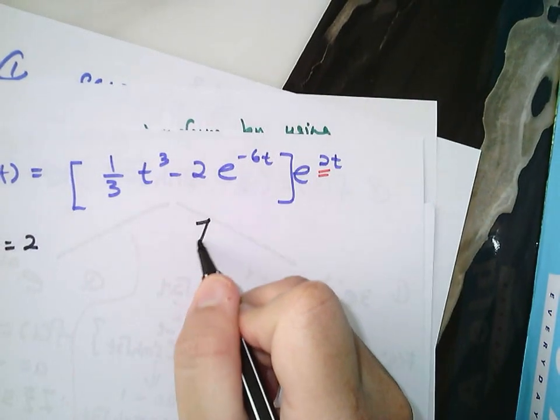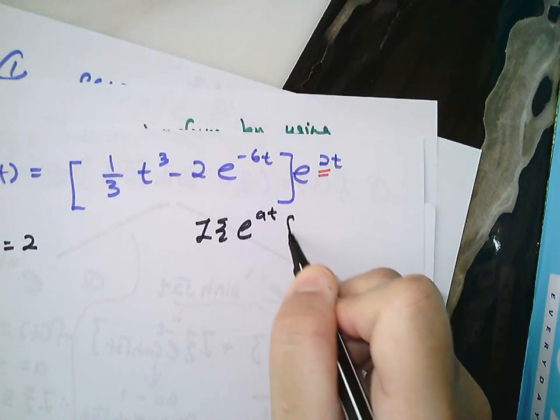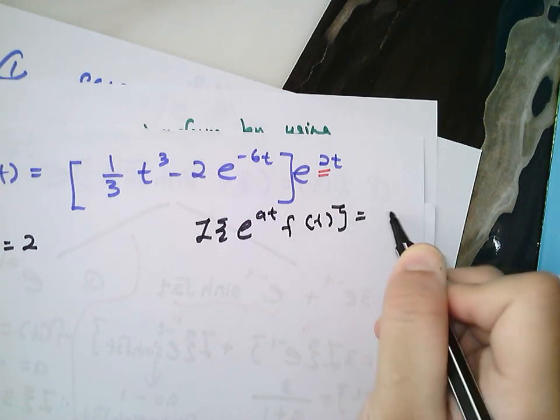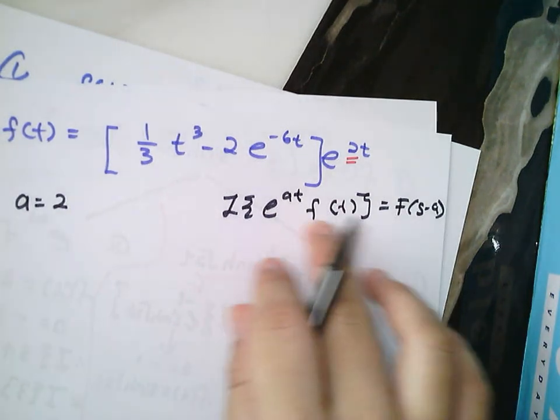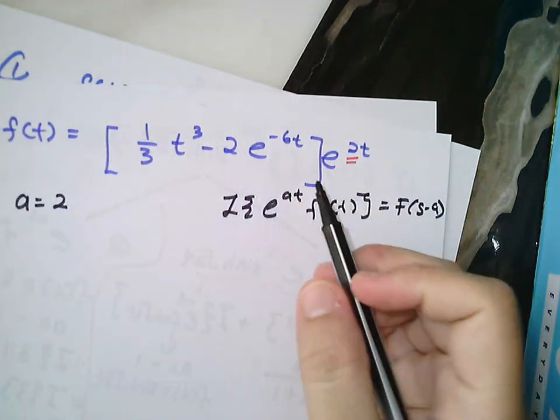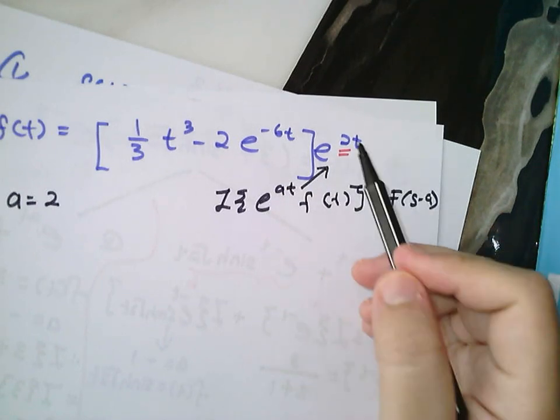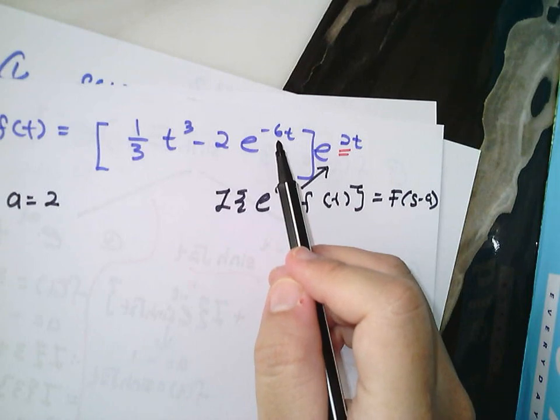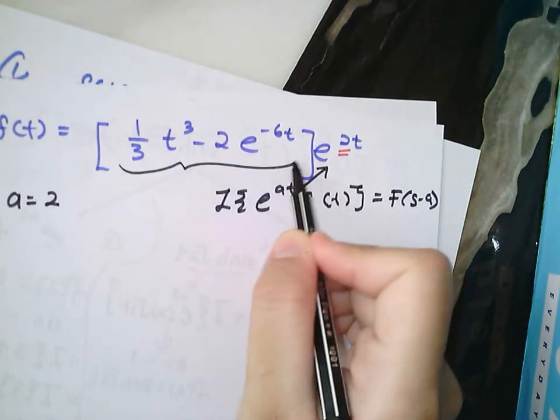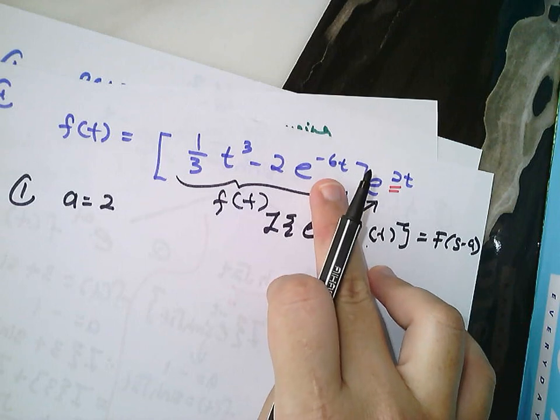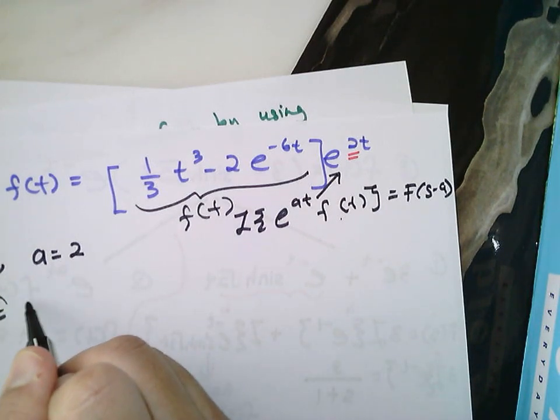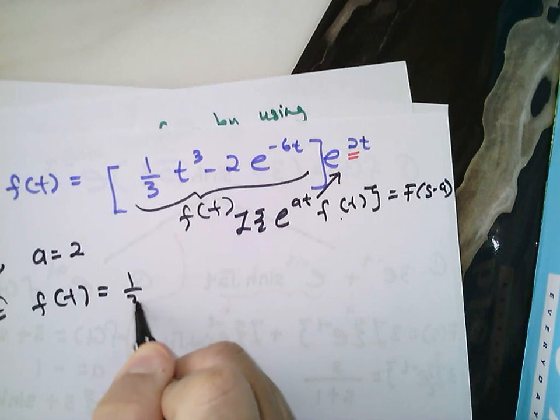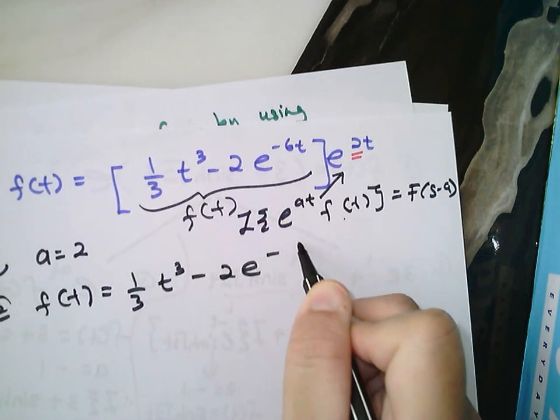Generally, if you have Laplace of e to the power at times f(t), it is equal to F(s minus a). So by comparing the general one with what you have, clearly for e to the power 2t, your a is equal to 2, not negative 6, because you are letting the whole function here be your f(t). So that's why a is equal to 2, not negative 6. So what is my f(t)? My f(t) is equal to 1 over 3 t cubed minus 2 e to the power negative 6t.